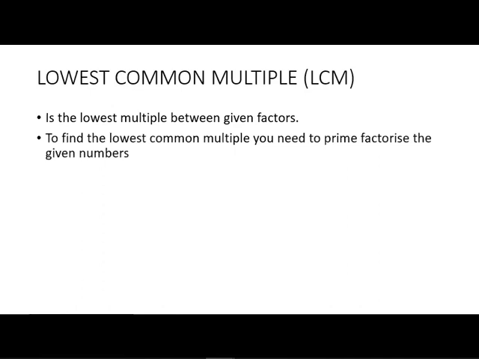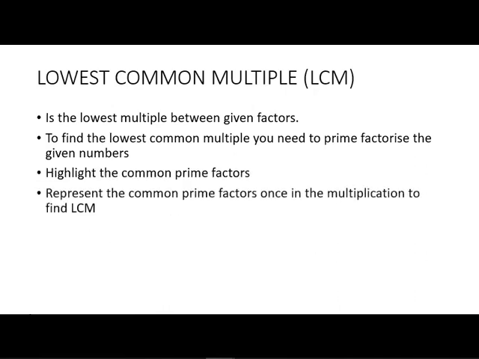All right, let's talk about the lowest common multiple, and I'm going to show you how to find the lowest common multiple through factorization or prime factorization. The lowest common multiple is simply the lowest multiple between given numbers. To find the lowest common multiple, you need to prime factorize the given numbers. Highlight the common prime factors. Represent the common prime factors once in the multiplication to find the LCM.